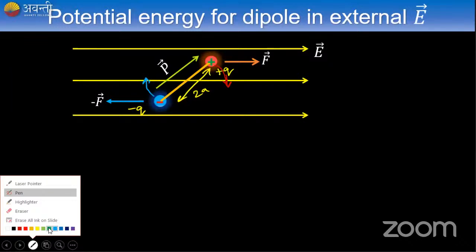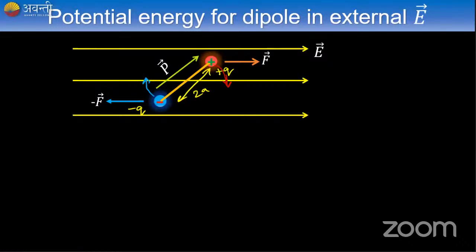If I don't want this to happen, what should I do? I should apply some force to stop them from rotating, right? In which direction should I apply force? Yes, net force is zero. So in which direction should I apply force such that they don't rotate at all?